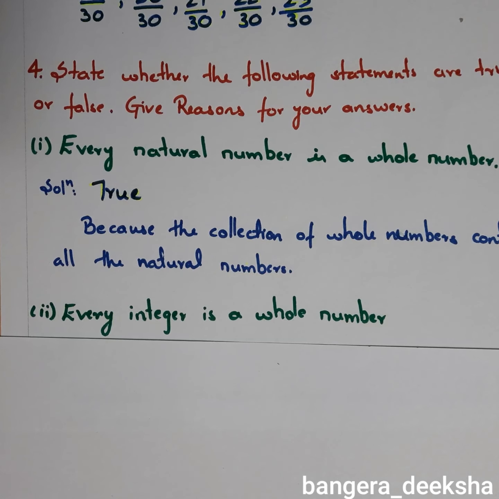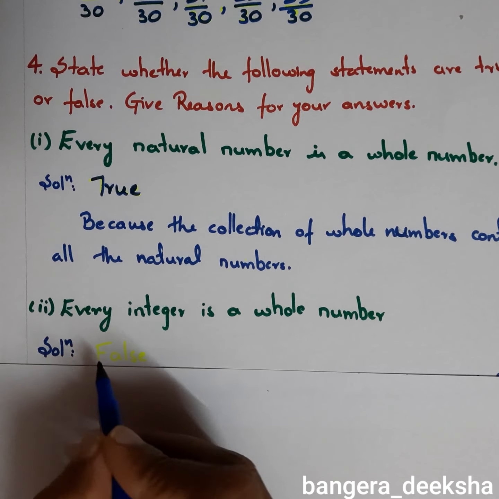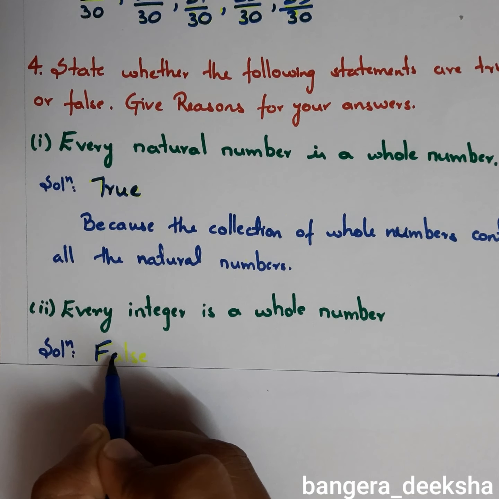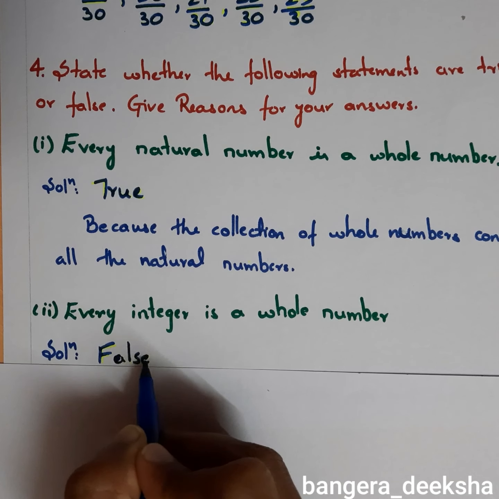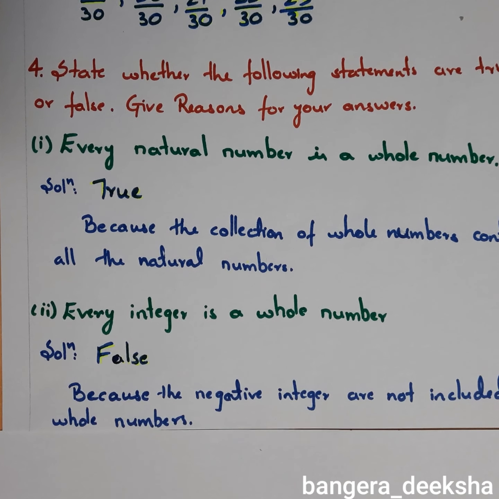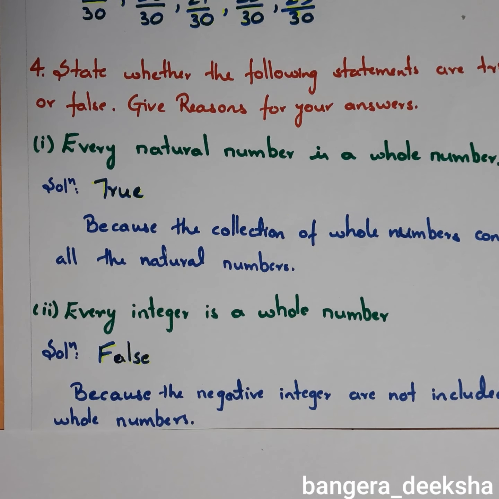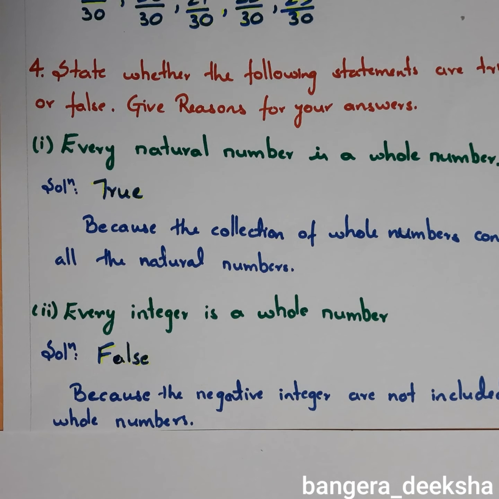The next statement is, every integer is a whole number. If you consider the integers, those include the negative numbers. Supposing you take -3, -2 as an example. So not all integers are whole numbers. You get the solution as false, and the reason is that negative numbers are not included in whole numbers. So we'll go to the next question.